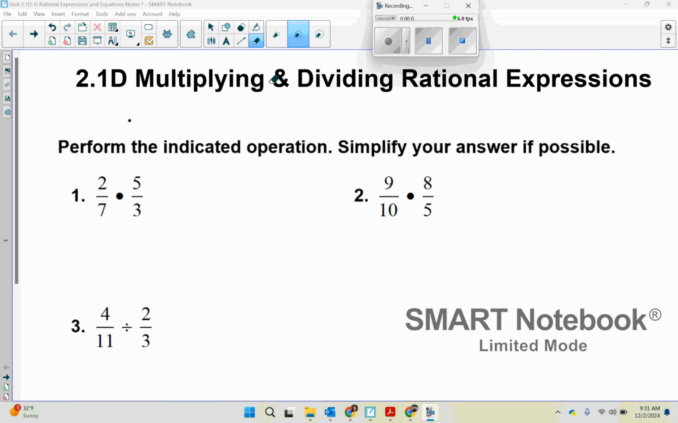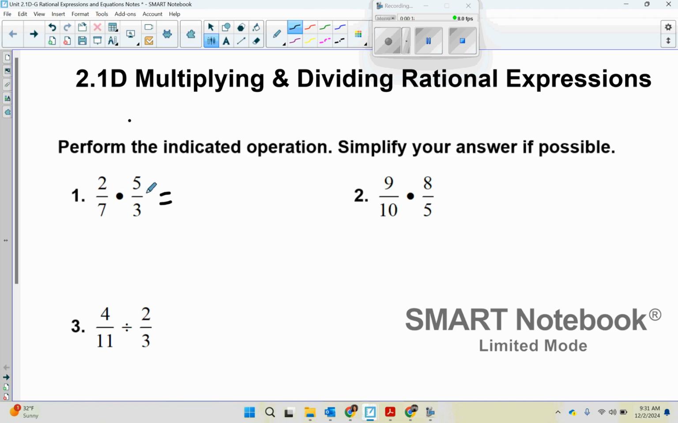Okay, everybody, today we are going to be multiplying and dividing rational expressions. So you just took your quiz on graphing rational functions, and now we're going to move on to some manipulation with them. So first things first, a reminder of how we multiply fractions.